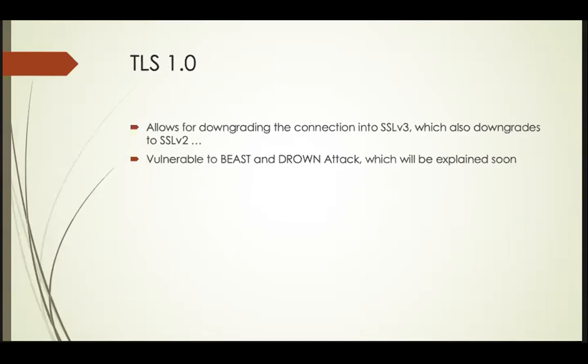Okay, so TLS 1.0. Now, as I mentioned earlier, due to the rollback feature, TLS 1.0 allowed for downgrading the connection to SSL version 3, which also downgrades to SSL version 2, and so on, okay? This basically introduces all the vulnerabilities of the previous protocols again. Now, obviously, I'm not going to cover them again since we have already covered them. However, TLS 1.0 is also vulnerable to some interesting vulnerabilities, such as Beast and the Drown attack, which we will be explaining later on. Now, as I mentioned at the beginning of the presentation, I'm not going to explain all the attacks that are out there. There are more attacks, okay? This is merely a couple of them.